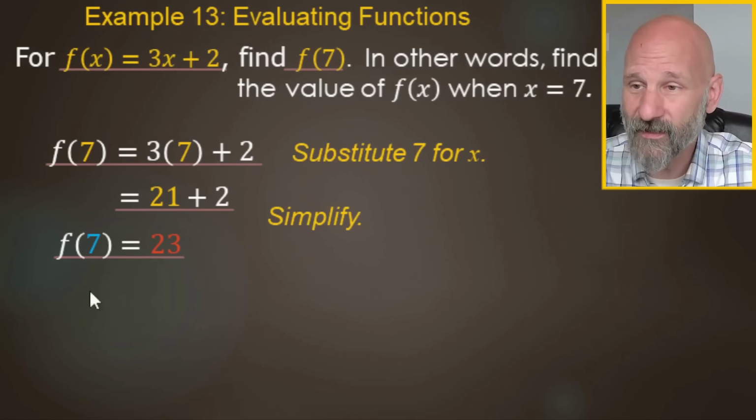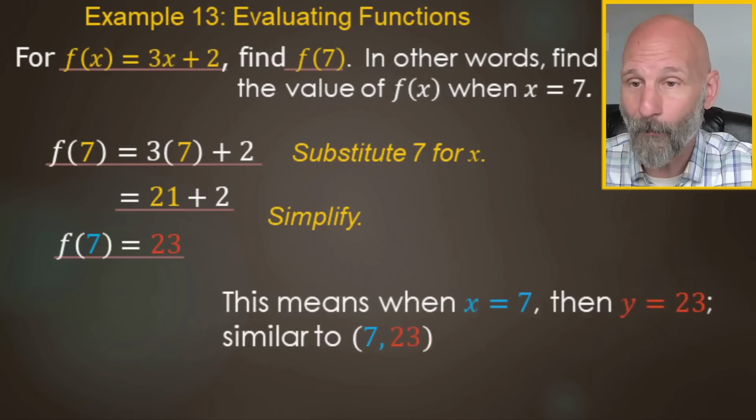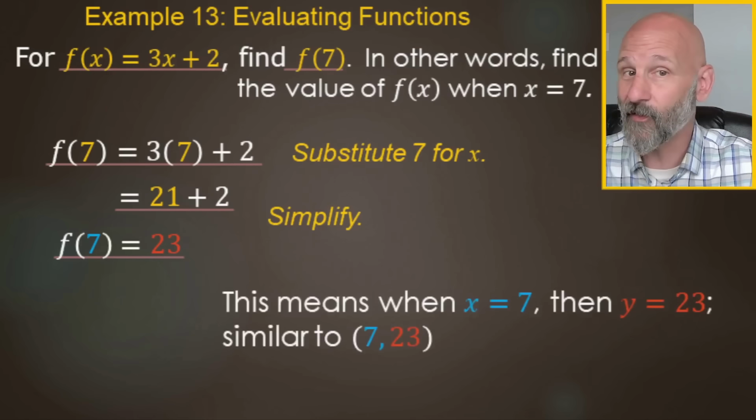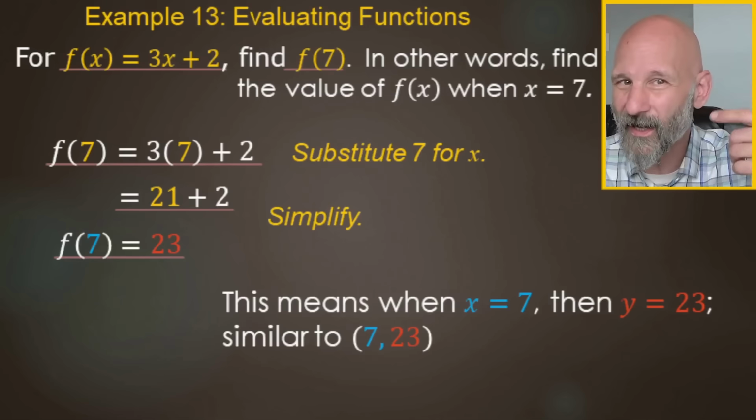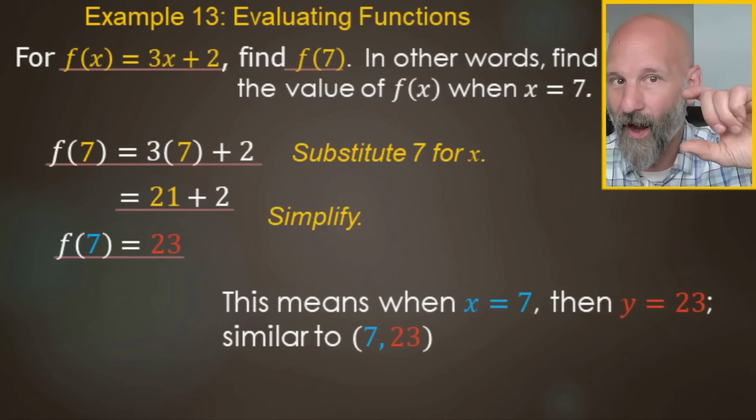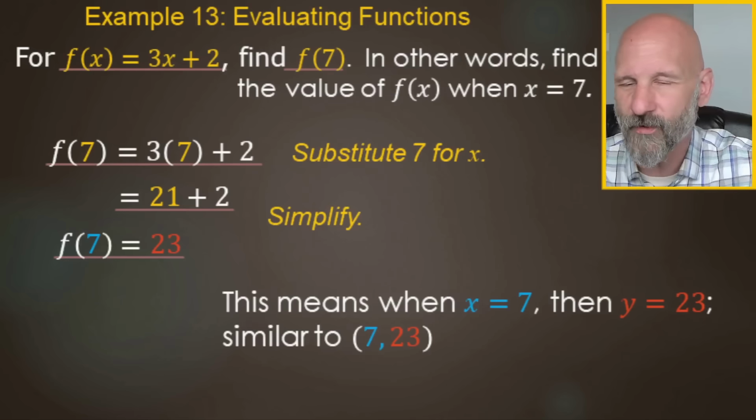Okay, so now we say f of 7 equals 23. In other words, when the input is a 7, then the output is a 23. Okay, or when x equals 7, the y is 23. It's similar to that with x's and y's because remember, we kind of changed the f of x with a y. They're kind of interchangeable in most cases.